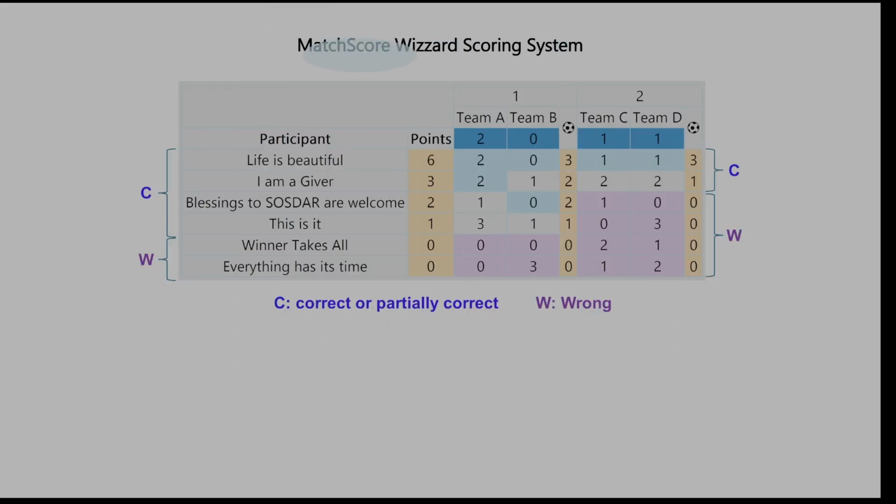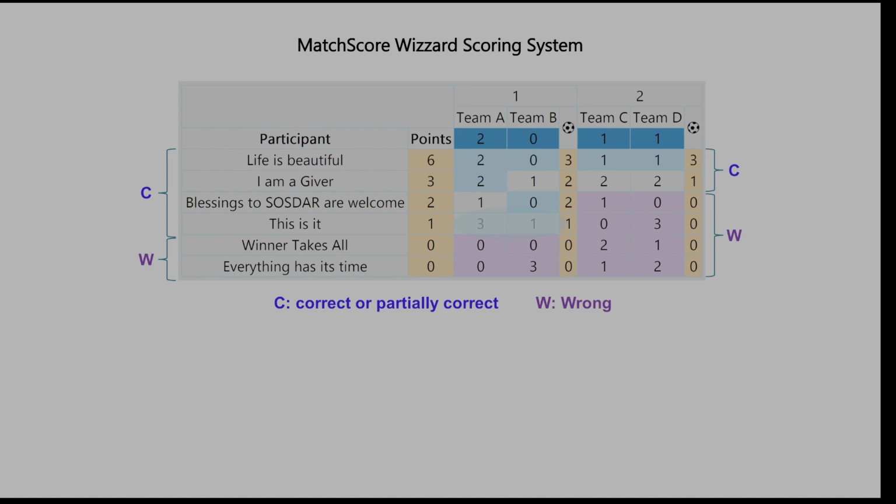This is how MatchScore Wizzard scores predictions, match by match, as matches are played and official scores are known. Each match is split into two columns, one for each team. Dark blue cells are used to enter official scores. To easily explain our scoring system, in this example, light blue and purple were used to highlight cells to distinguish between participants who have collected points and those who did not. Light blue and white cells represent correct or partially correct predictions. That means the participant either nailed the exact score or got close enough to earn a bonus point.